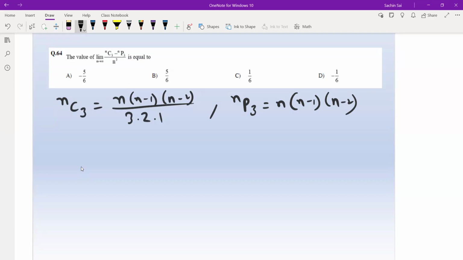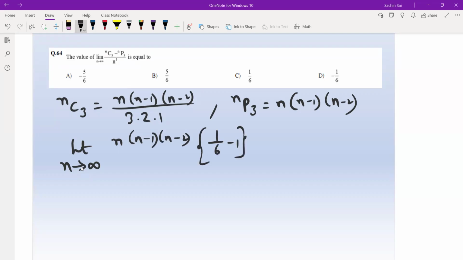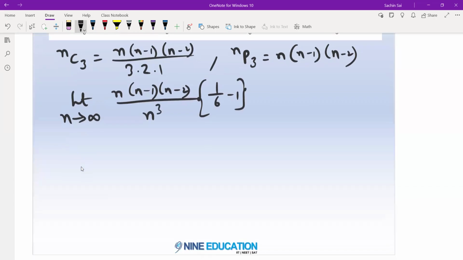Right? So now what do we have to calculate? Limit as n tends to infinity, NC3 minus NP3. So I can take n into n minus 1 into n minus 2 common. That would leave 1 by 6 minus 1. And then I have to divide this whole term by n cube. Right? Now, how do we evaluate a limit of the form n tends to infinity, where numerator and denominator are polynomials in terms of n? We have to divide both numerator and denominator by the largest power term. So here I'll be dividing both numerator and denominator by n cube.